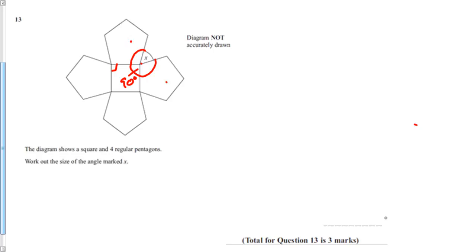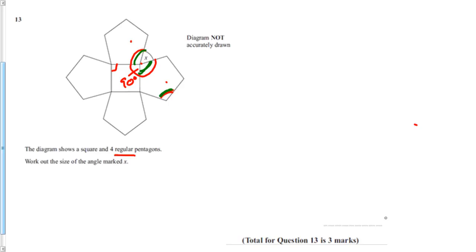So if we could figure out what one of these angles is, because it's a regular pentagon, it means that they're all the same. So if we could figure out what one of these angles is here, that's going to be the same as this angle, which is going to be the same as this angle. And then we know all the way round the point makes 360 degrees. So the key to this question is to figure out what this angle is here, or this angle is here.